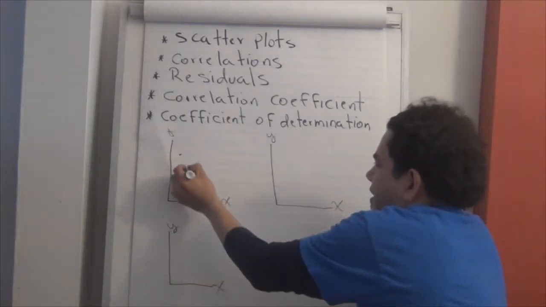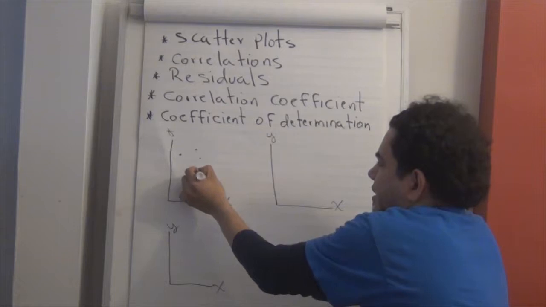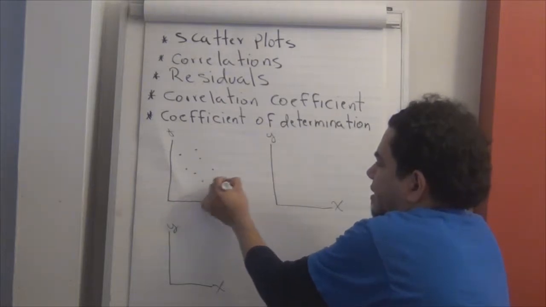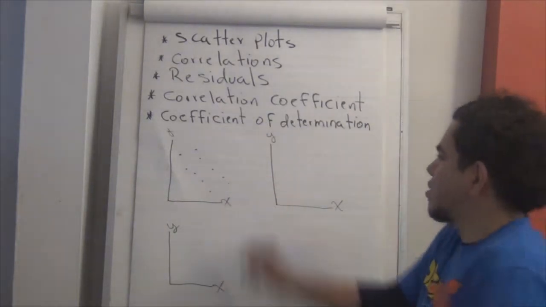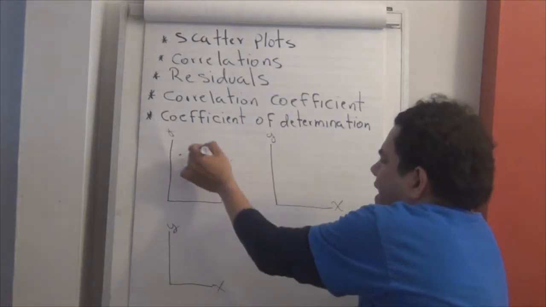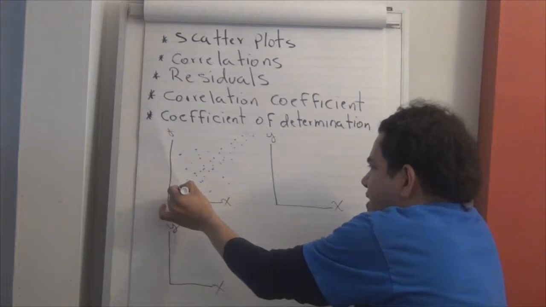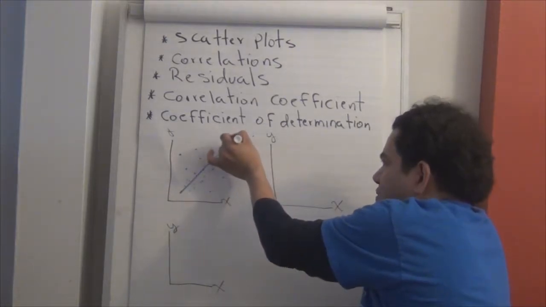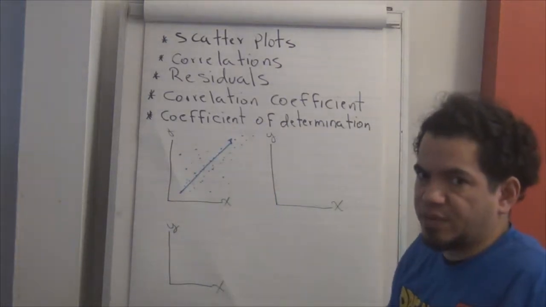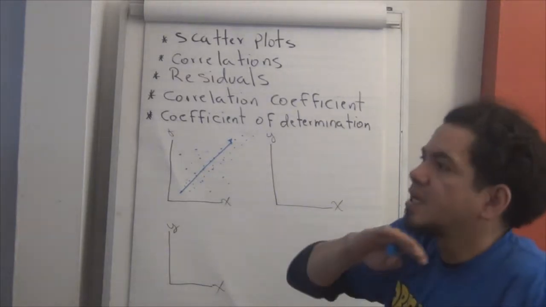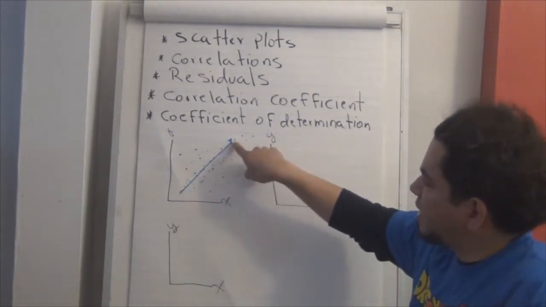Let's say I plot points here, here, here, everywhere, right? So that's what a scatterplot is. Then we trace a line that best fits. Now, we will do that with the calculator, because if we do it by hand, trust me, it's tedious. So this will be the line that best fits.